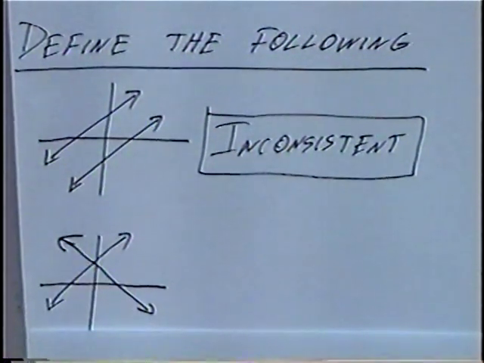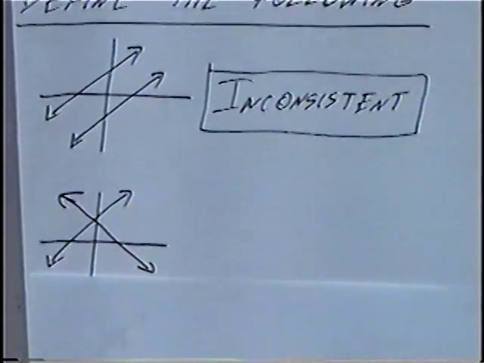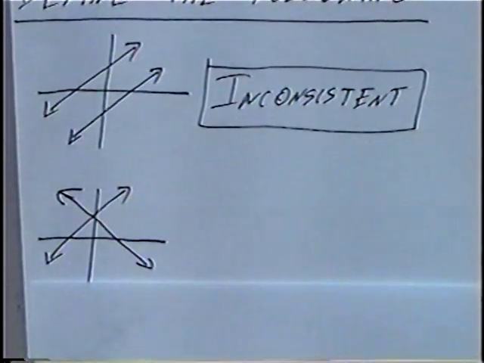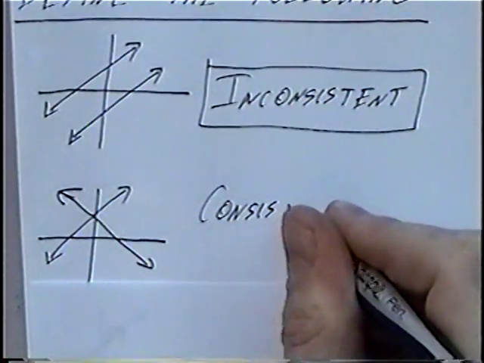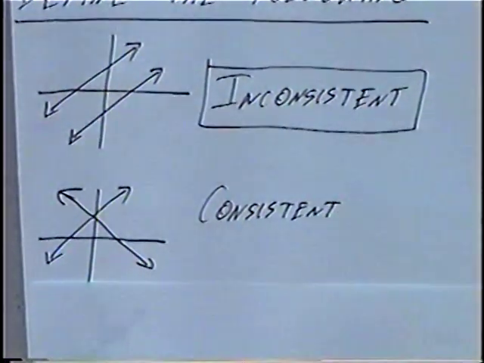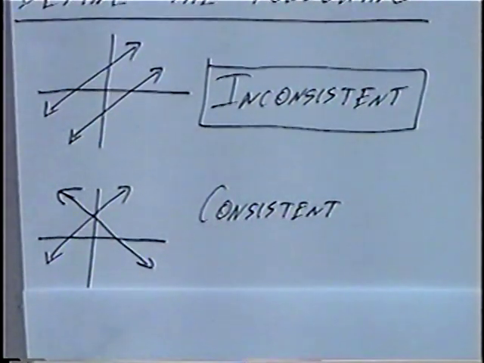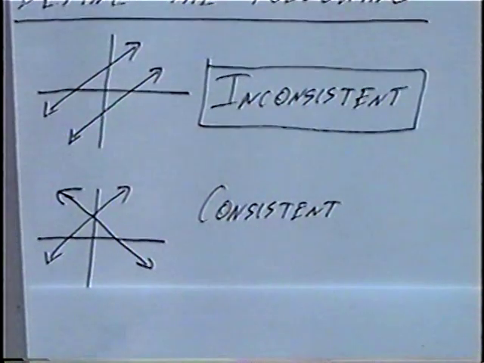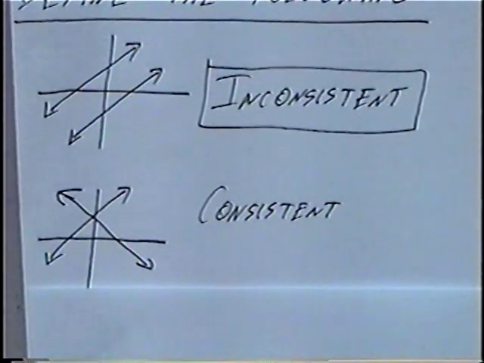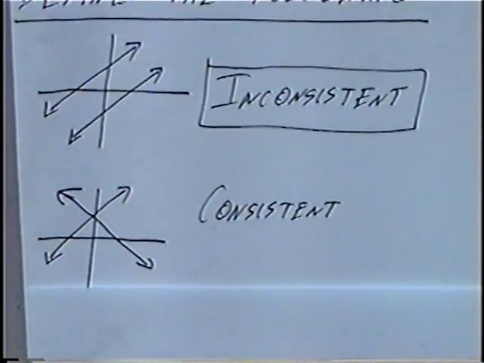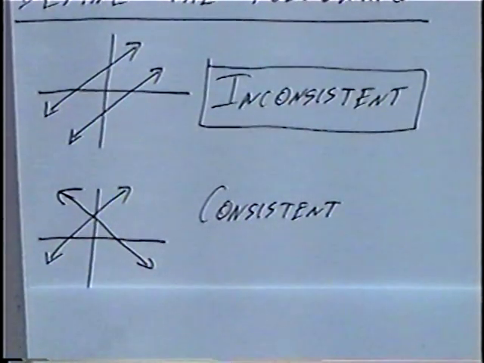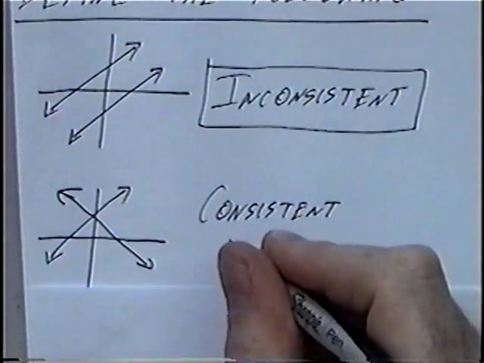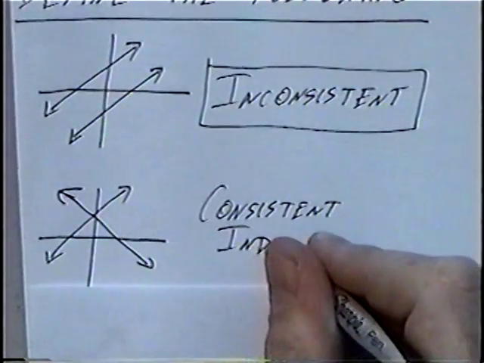Second question and second graph are two lines that cross. Two lines that cross are consistent. If you have two lines that cross, they are consistent, and consistent lines are either independent or dependent. Looking at the graph, we have two separate lines. If we have two separate or two different lines, it would be consistent and independent.